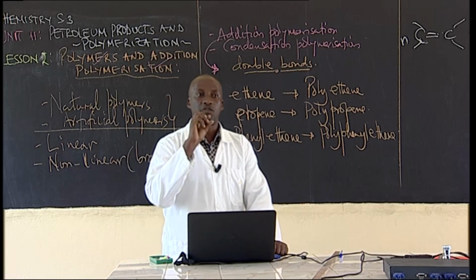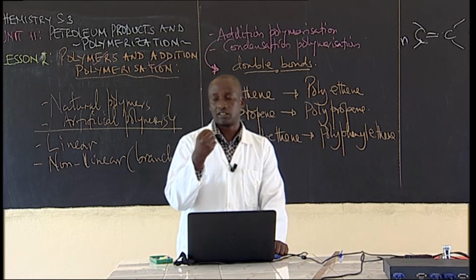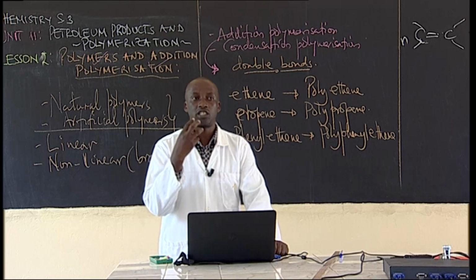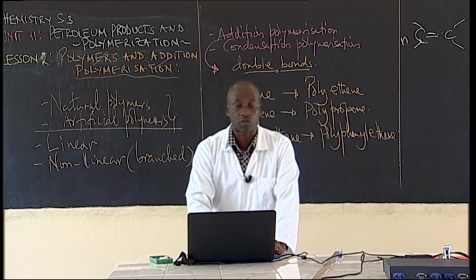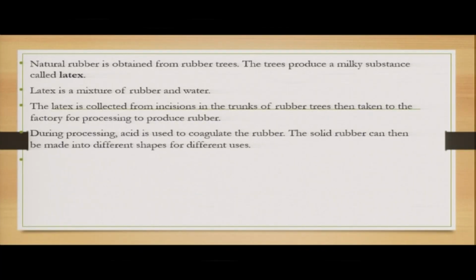If that liquid cools down, then it becomes sticky. That is how rubber is. Latex is a mixture of rubber and water. The latex is collected from incisions in the trunks of rubber trees and then taken to the factory for processing to produce the actual rubber that is used for making other raw materials.